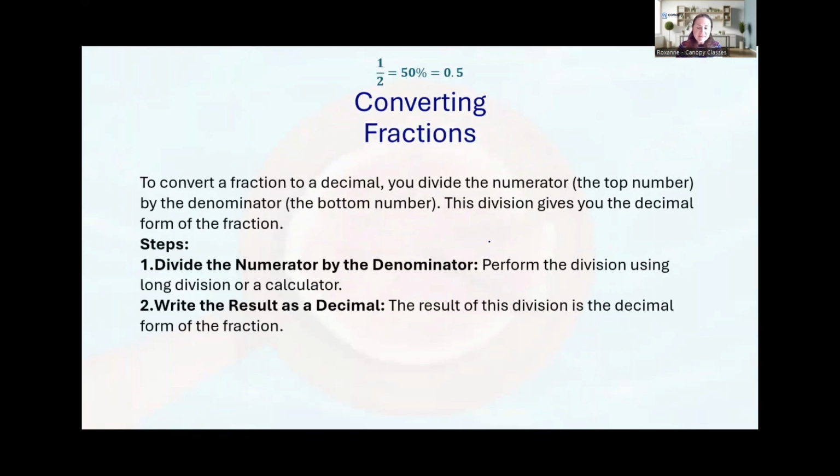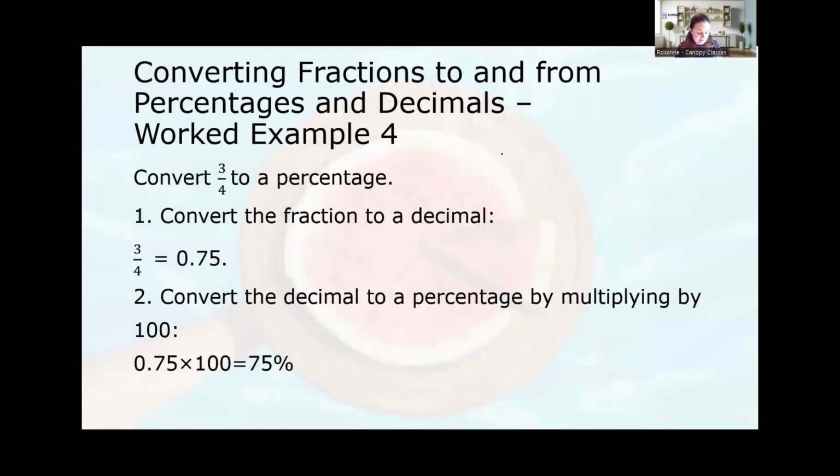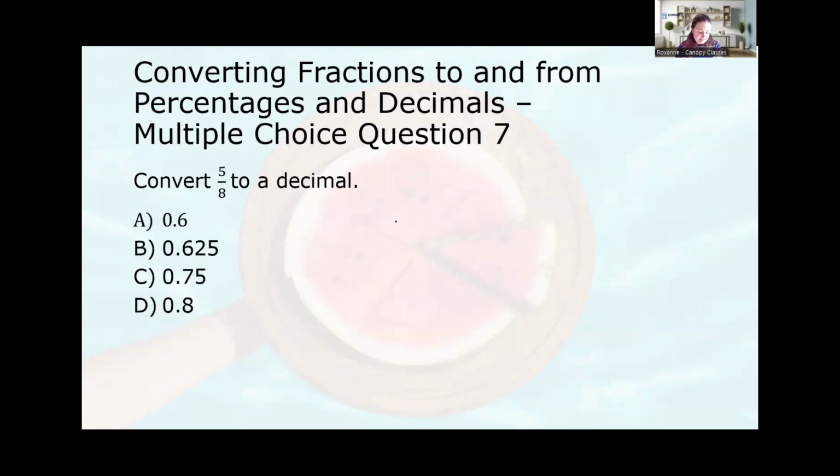So converting fractions to a decimal, we just want to divide the numerator by the denominator, okay? And once we've done that, then we've got the simplest form to then convert into a percentage. So if we multiply our answer by 100, then we can convert into a percentage. So here we've got 3/4, and we're asked to convert that into a percentage. Well, 3 divided by 4 is 0.75. And then we're going to take that and convert it into a percentage by multiplying by 100, so that gives you 75%.